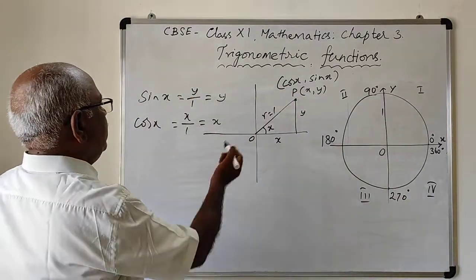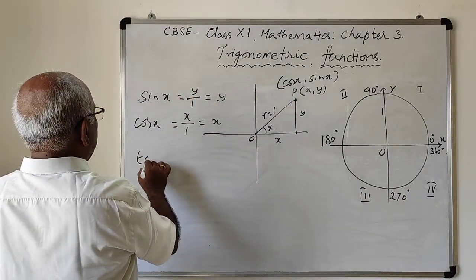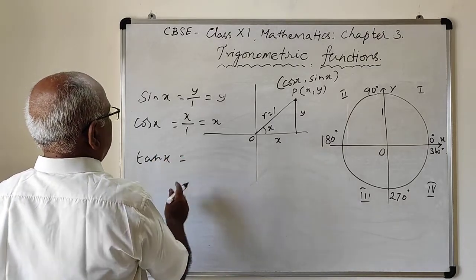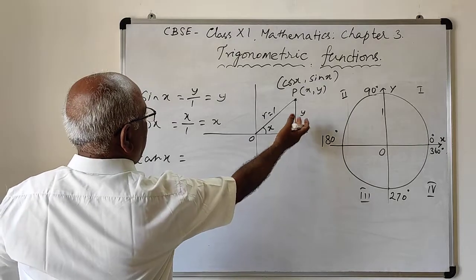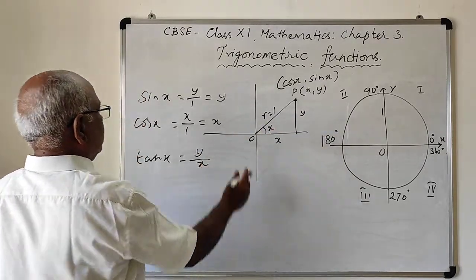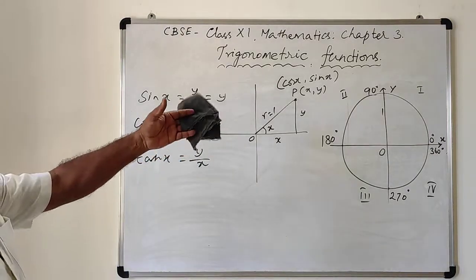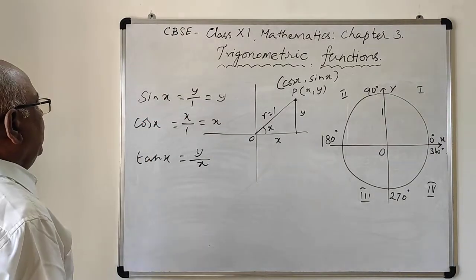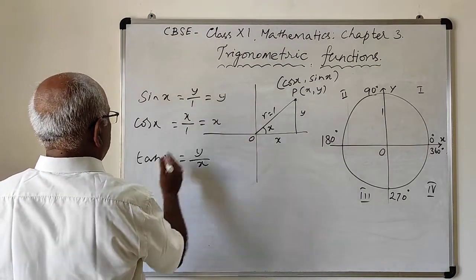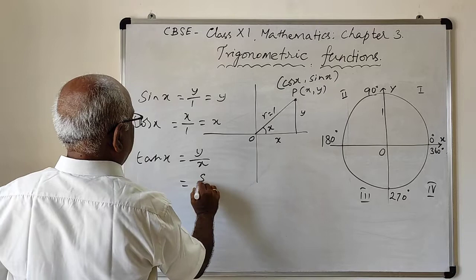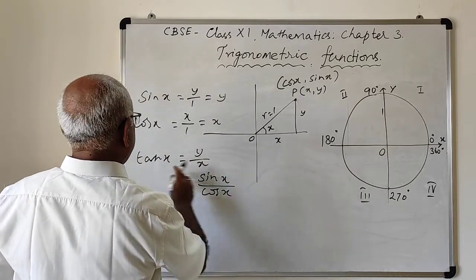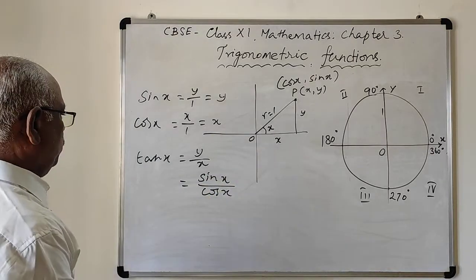Next, similarly, tan x is opposite by adjacent. Opposite side by adjacent. The other is sin x by cos x. Tan x is sin x by cos x. This is equal to y by x. Y is sin x, x is cos x. So we can say tan x is sin x by cos x also.